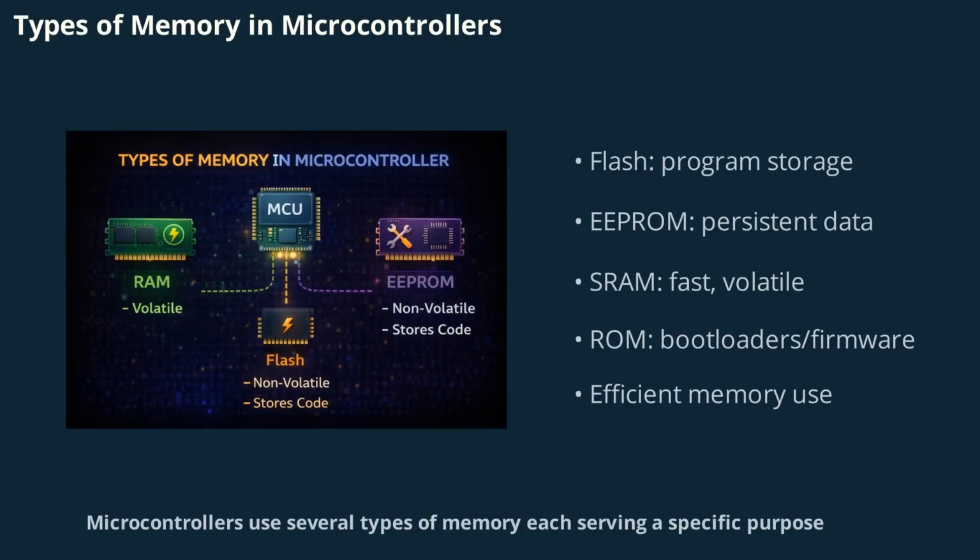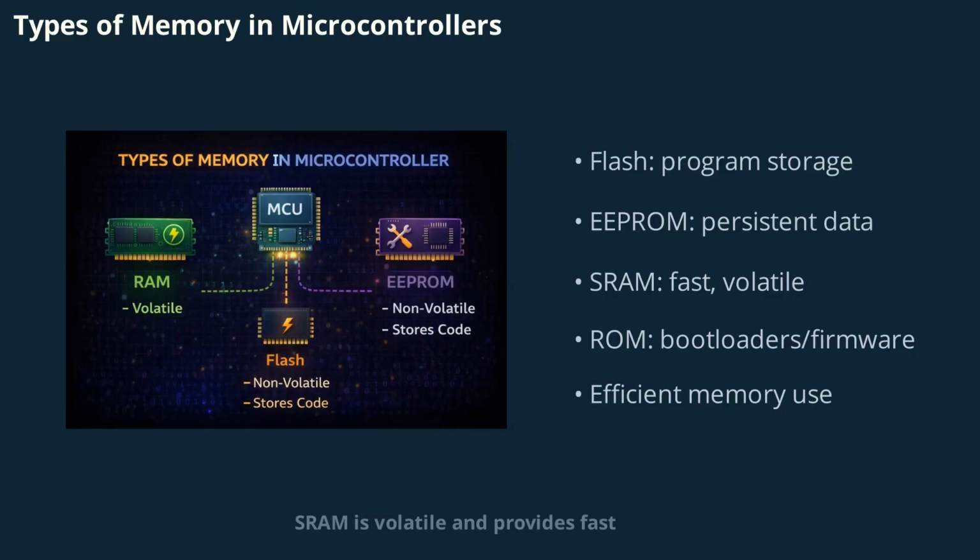Microcontrollers use several types of memory, each serving a specific purpose. Flash memory is non-volatile and stores the main program code. EEPROM is also non-volatile and is used for storing small amounts of data that must persist across power cycles. SRAM is volatile and provides fast, temporary storage for variables and stack operations.